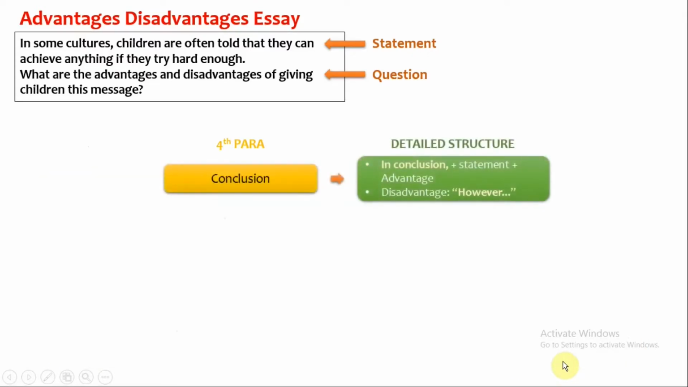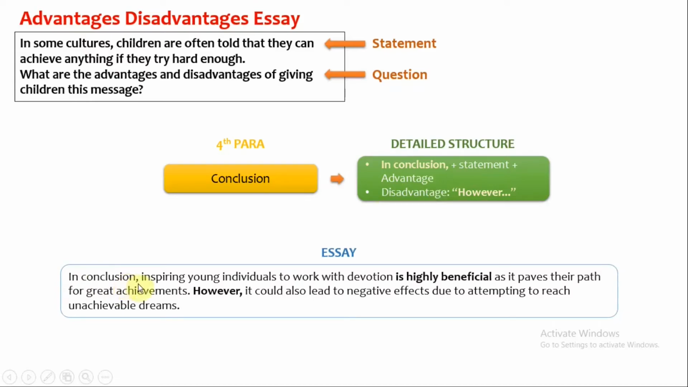Now, let's move on to the final para, which is conclusion. You must always start this para with in conclusion. In this type of essay, first mention in conclusion, then rephrase the question statement and give the summarized advantage. Here I write, in conclusion, inspiring young individuals to work with devotion is highly beneficial as it paves their path for great achievements. This is the rephrased statement and this is the advantage. You can use this phrase highly beneficial here to mention the advantage.